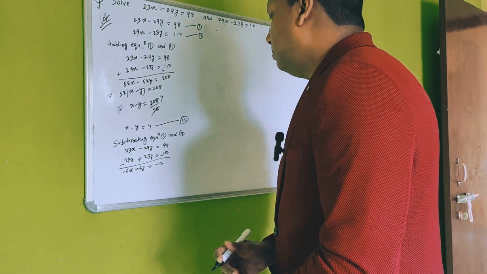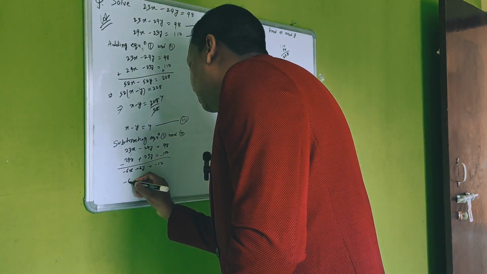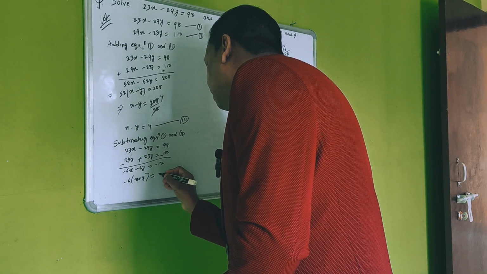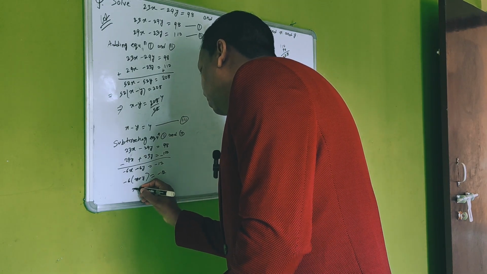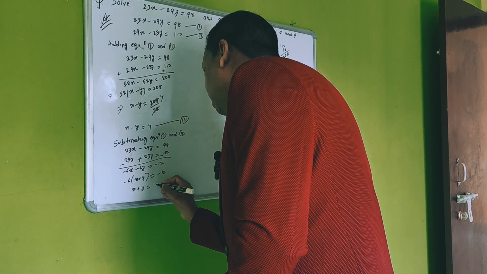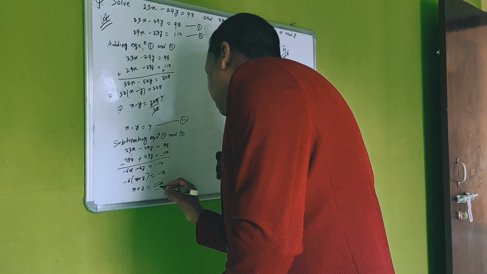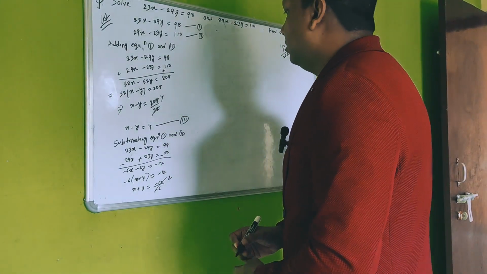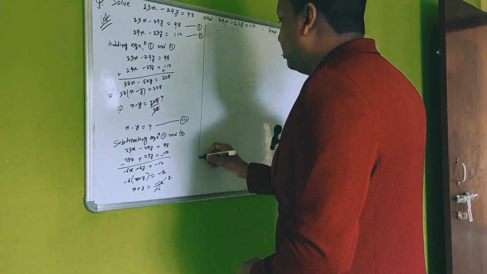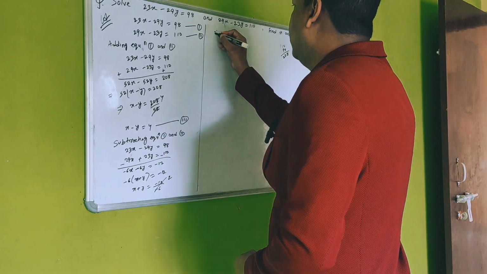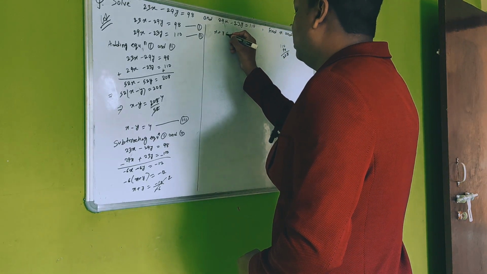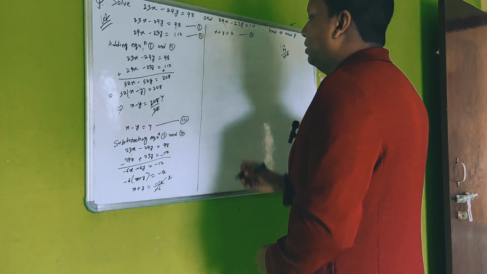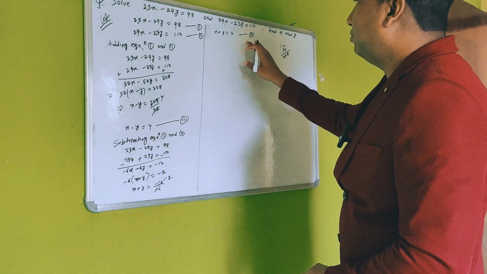Okay, so minus 12. Now let's take minus 6 common. So x plus y equals minus 12 by minus 6. This cancels by 2 times. So here you can get x plus y equal to 2. Let's assume this is the fourth equation.